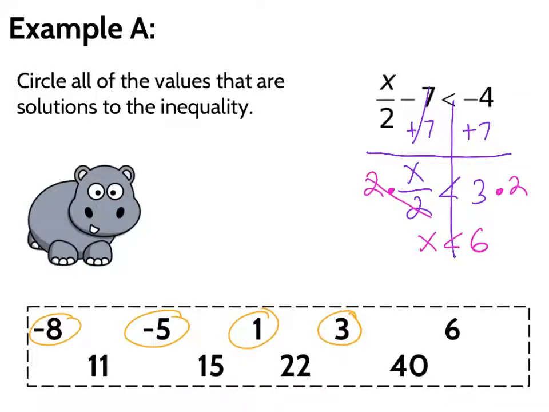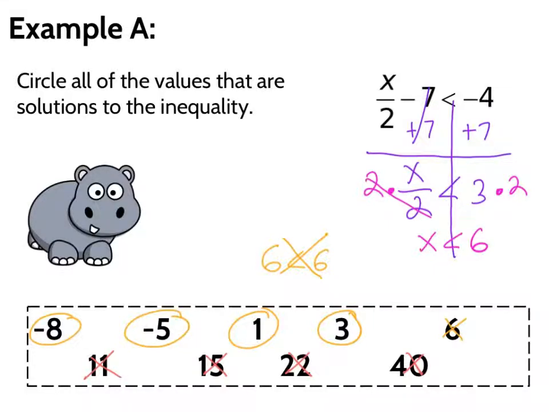I have 6. So the question is, is 6 less than 6? And no, 6 is not less than 6, it's equal to 6. Since this is not true, 6 is not a solution to my inequality. Is 11 less than 6? No. Is 15 less than 6? No. Is 22 less than 6? No. And is 40 less than 6? No. So now I've selected all the solutions to my inequality. Notice there was more than one right answer here. So when it asks to find solutions, you need to find every solution to the inequality, not just one.